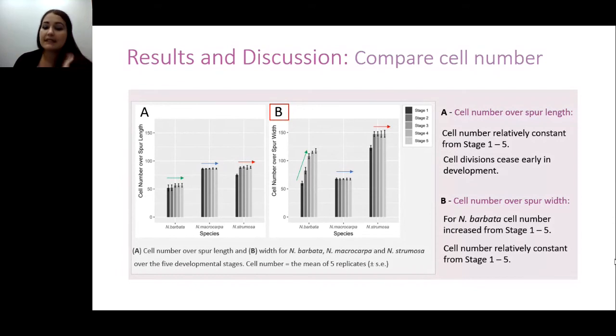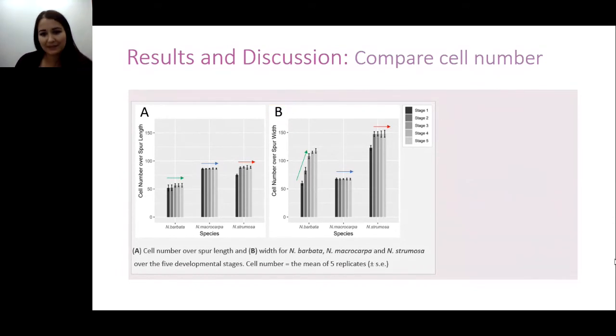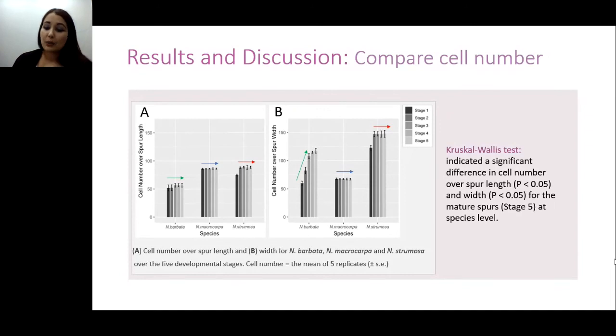While for the other two species, the cell number stayed relatively constant. The Kruskal-Wallis test indicated a significant difference in cell number over spur length and width for mature spurs at species level.